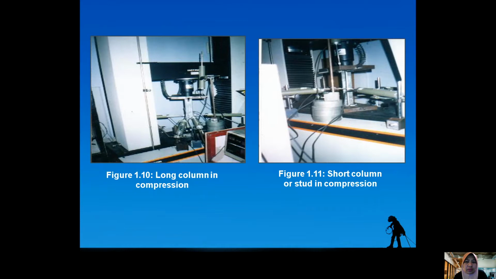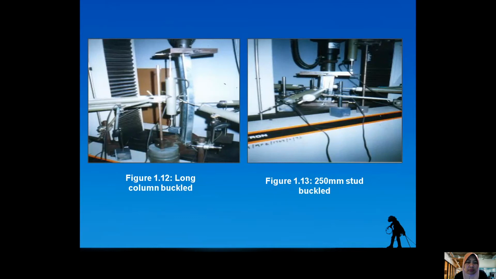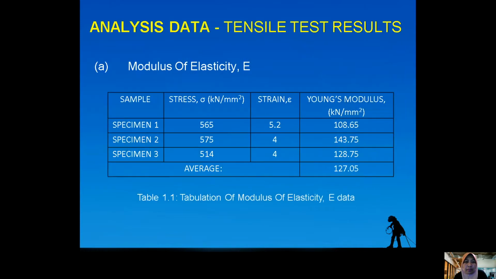This is the sample with the different lengths that I have tested for the compression test. If you can see here in figure 1.12, with a load, you can find that the column buckles. And this is the data that I found from my test for 3 specimens.